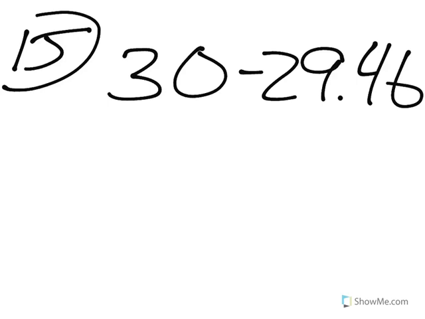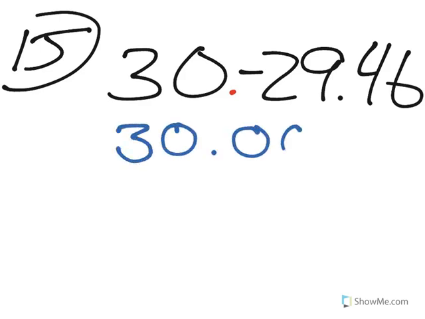Okay. Number 15, again, you're subtracting decimals. I would go ahead and put my decimal point at the end of 30. When I'm subtracting, I line it up. So I'm going to add some zeros here.